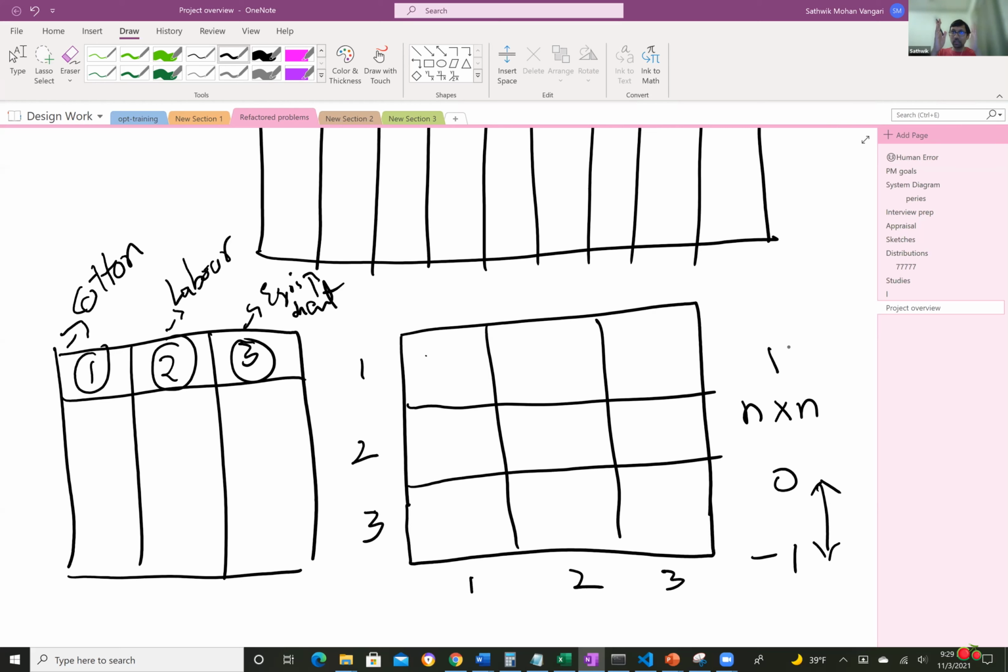Both increasing. One variable increases, the other also increases simultaneously. That means both of them are positively correlated. Or if one decreases, the other decreases, both are positively correlated. If one decreases, the other increases, or if one increases, the other decreases, the opposite is happening, then it is negative correlation. Clear, guys?